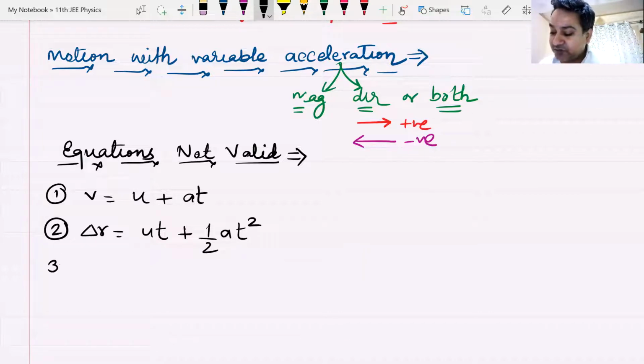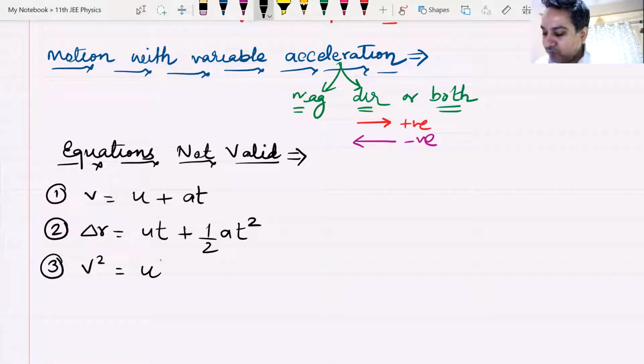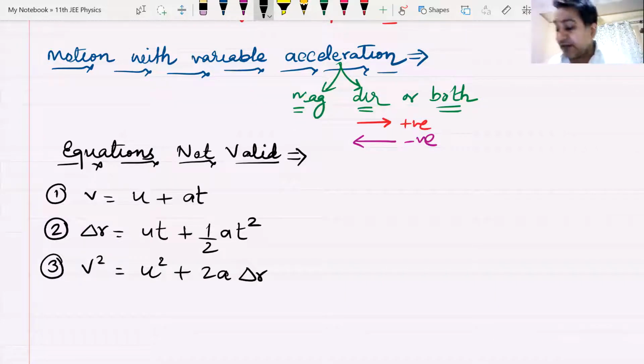What is the third equation which is not valid now? Yes, it is correct: V square is equal to U square plus 2 times A into delta R. This equation does not make any sense now. It was valid only for constant acceleration.